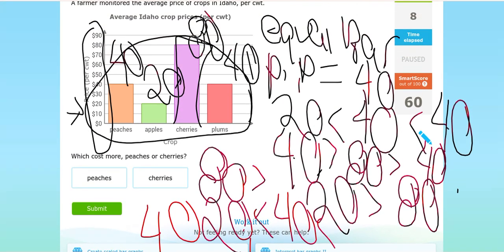So look, we got an alright. You guys must think this is scribble. And it says, which costs more? So we know that our $80 is cherries, and we know that our peaches is 40.